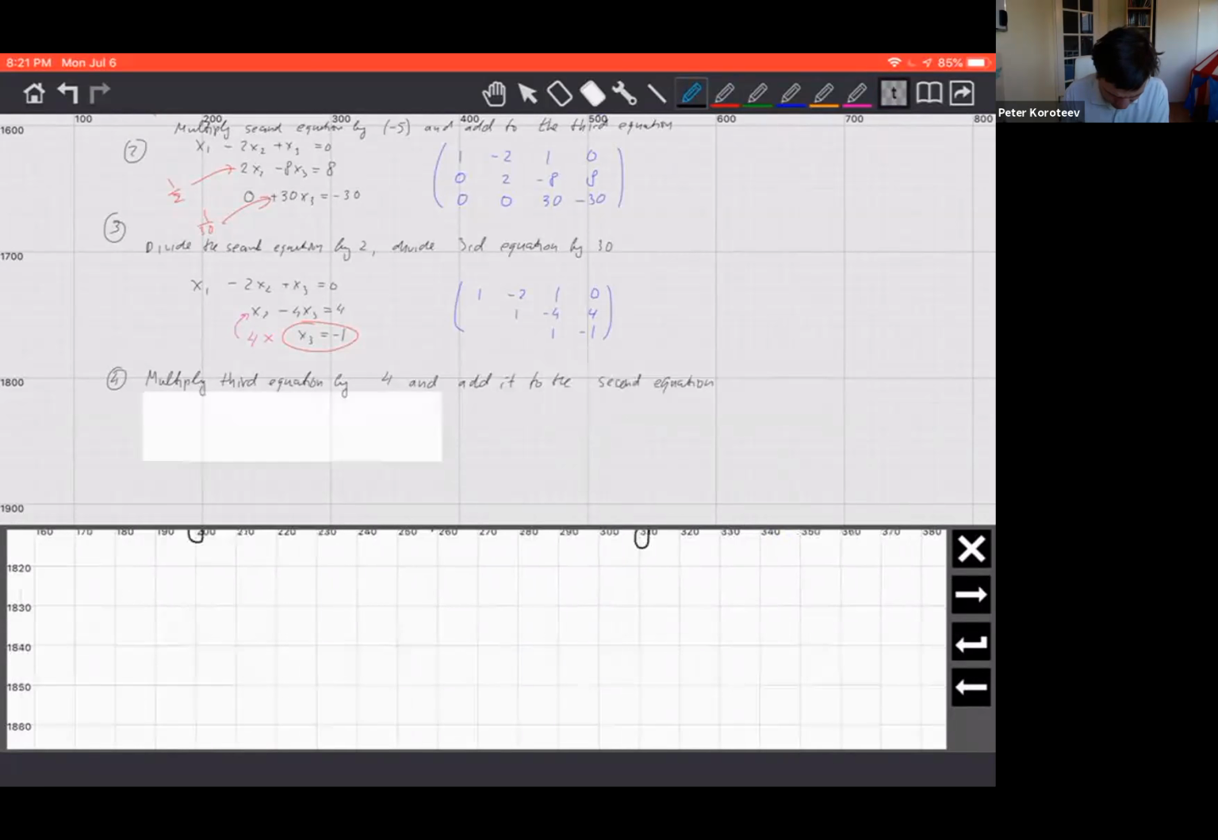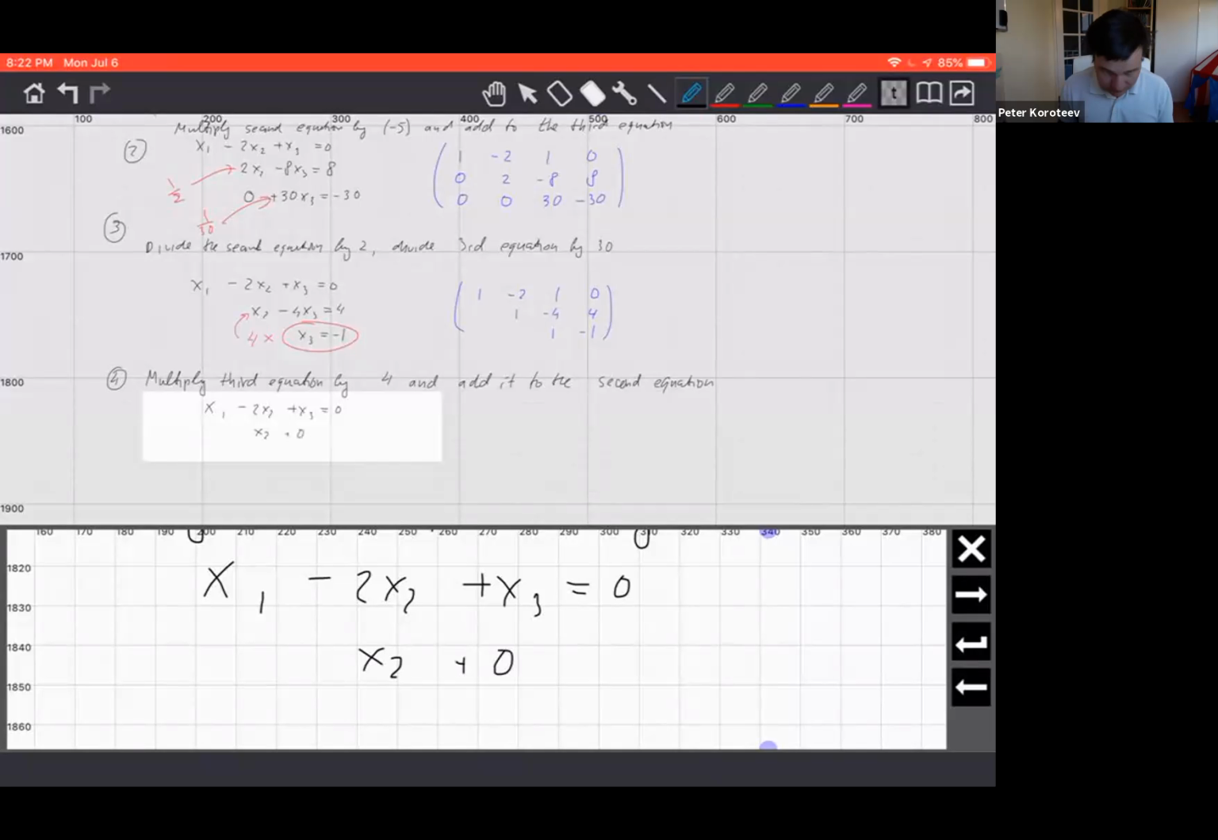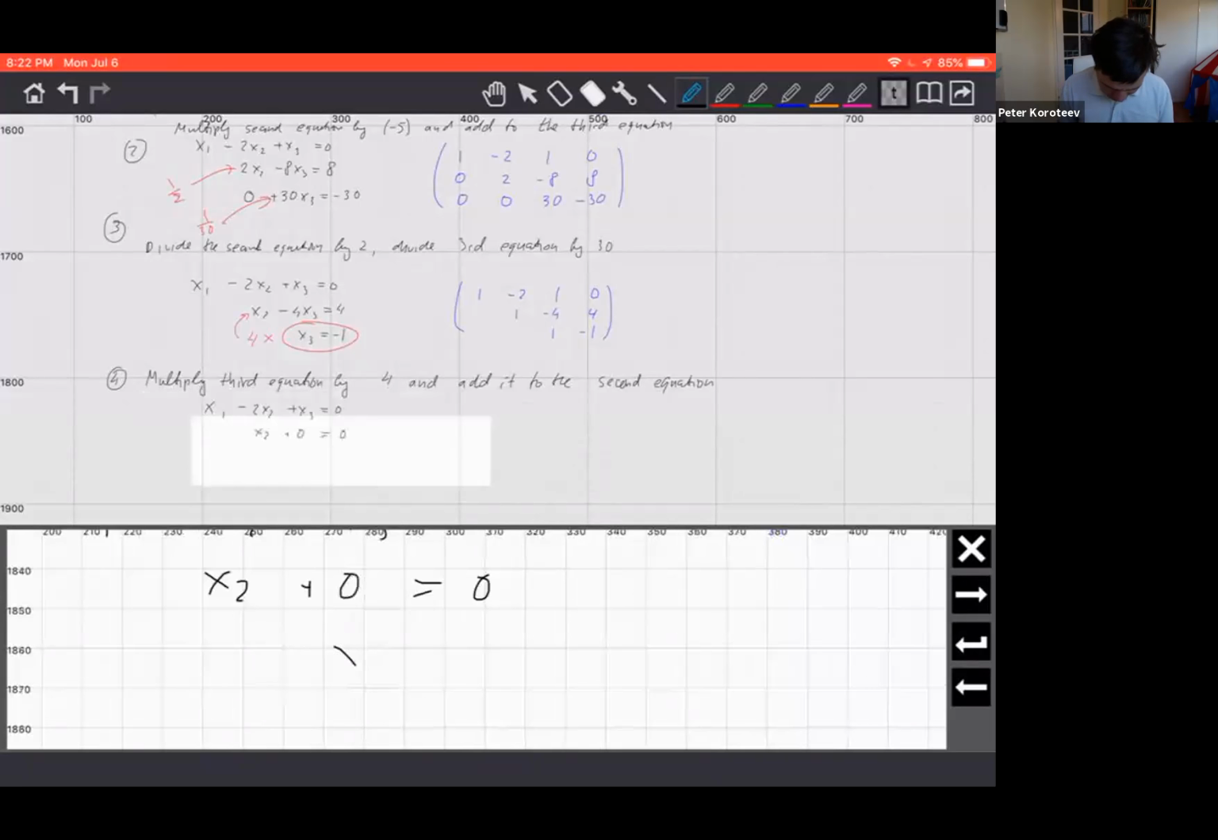Okay. And then we don't do anything with the first equation yet, right? We'll get to there soon. So the first equation just stays again, x1 minus x2 plus x3 equals 0. And then here we have x2 plus 0 equals 0. Right? And then x3 is equal to minus 1.